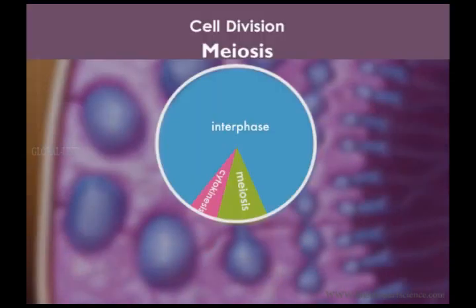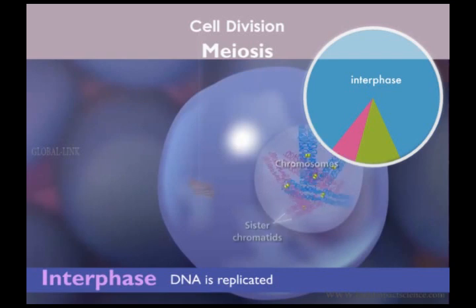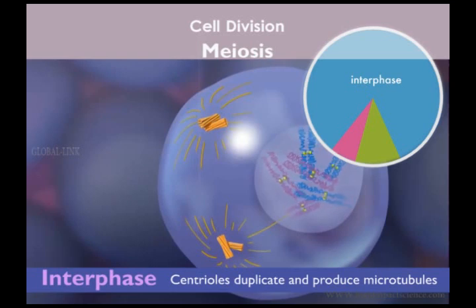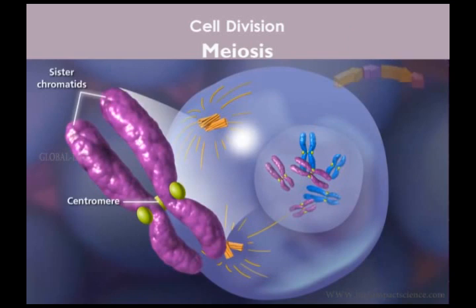Just like mitosis, meiosis begins after the cell has undergone the interphase stage. During interphase, the DNA is replicated, producing two copies of each chromosome called sister chromatids. The paired centrioles duplicate and begin extending microtubules. Sister chromatids remain attached at the centromere and condense as the cell enters prophase I of meiosis.